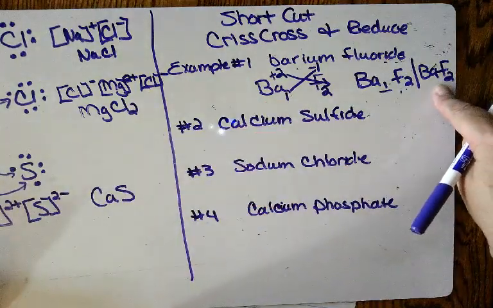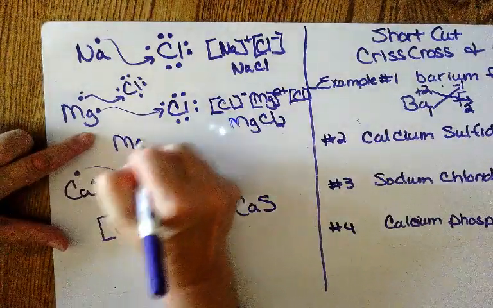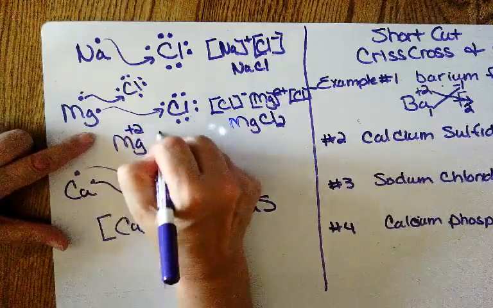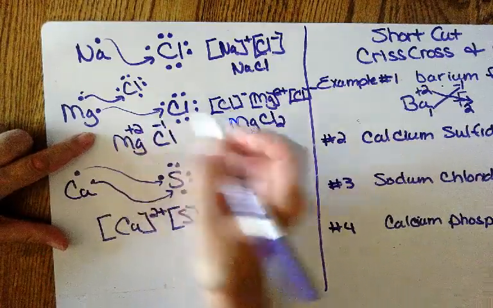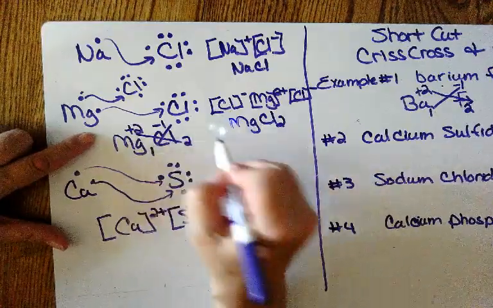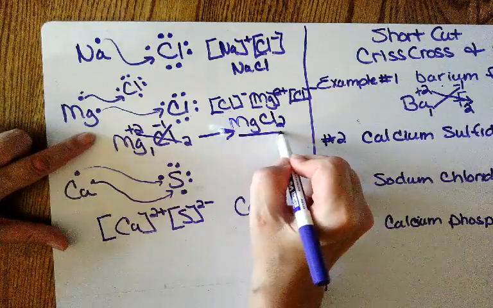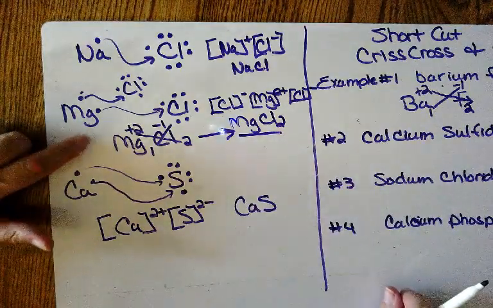Okay, so let's go back here and see the shortcut for this. Magnesium forms a +2, chloride forms a -1. If I crisscross it, that 2 goes down there, that 1 goes there, and that's the shortcut to get that magnesium chloride formula. So that's how we do the shortcut for the Lewis dots.